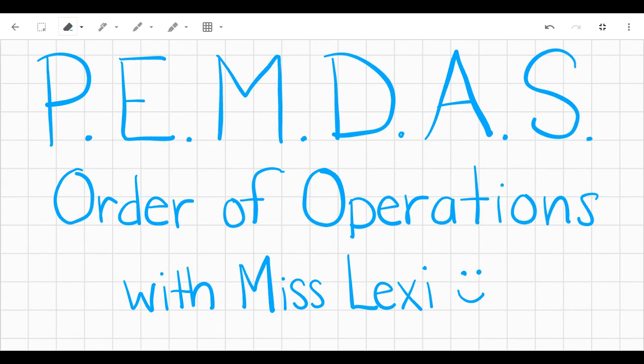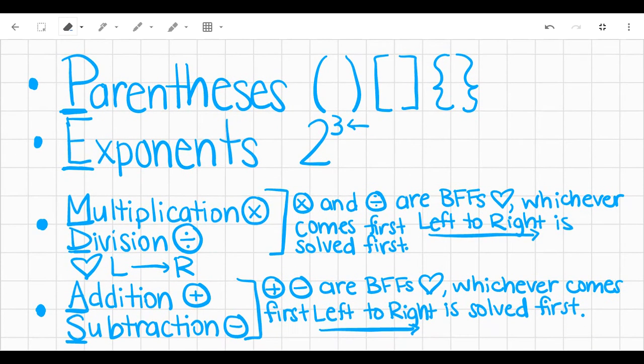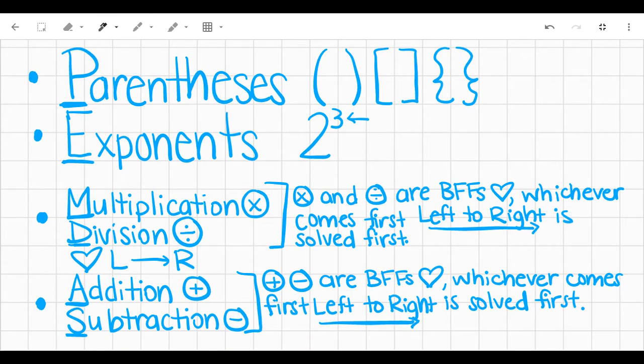Hi everyone. In this lesson, I'm going to be talking about order of operations, or sometimes you might hear it as PEMDAS. PEMDAS is the acronym we use for the steps of order of operations. I'm going to be going through what it stands for and doing a few examples to help you see how it's used. So, let's go through what PEMDAS stands for.